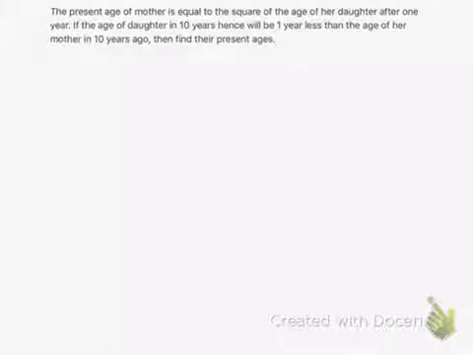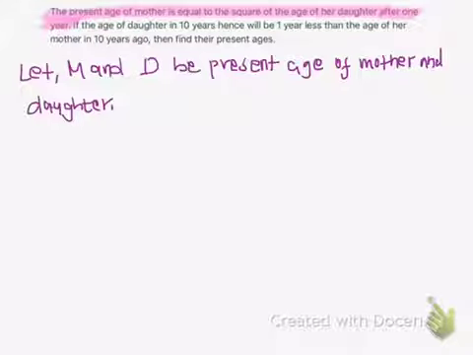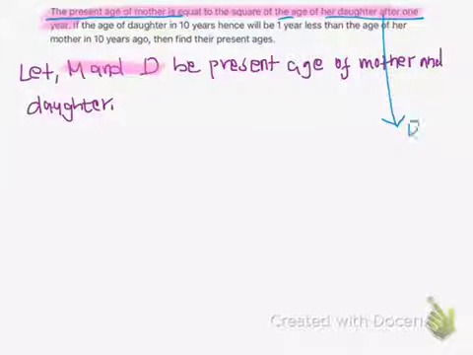Hello, let us try to solve another type of question from quadratic equation. The question says the present age of mother is equal to the square of the age of her daughter after 1 year. Here let M and D represent the present age of mother and daughter. As we've been informed from the question, the present age of mother, which is M, is equal to the square of the age of her daughter after 1 year. So after 1 year, if the daughter is D years old right now, she will be D plus 1 year after 1 year.